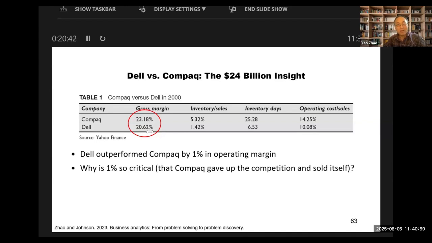Why? There are only two possibilities. The first is that Compaq gets a better deal from the suppliers. And the second possibility is that Compaq is selling its product at a higher price. As we said before, they have the same supply base, same suppliers, so the deal they get from the suppliers is most likely the same. So the difference of the gross margin can only be explained by their pricing. It turns out Compaq had about 10% higher selling price for their products than Dell.